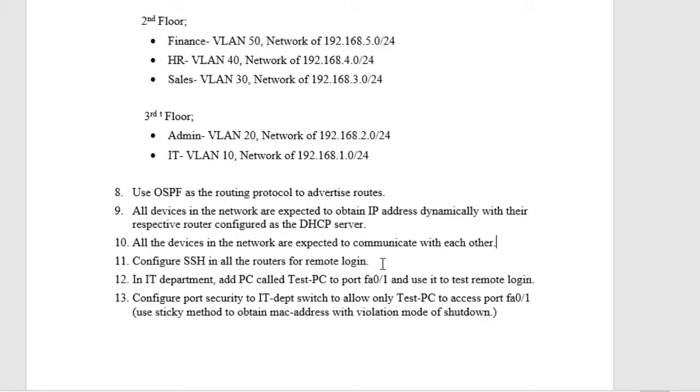Now another sub-interface, gig 0/0 dot the VLAN number 20. Encapsulation dot1Q 20, IP address 192.168.2.1, subnet mask 255.255.255.0. Hit enter. Exit. Now let's configure the DHCP server, service DHCP.